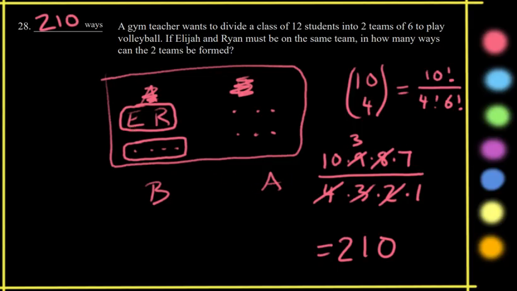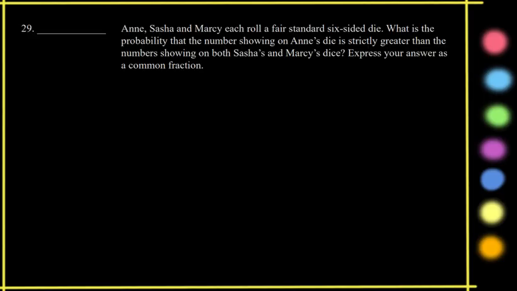All right, let's go on to problem 29. This one says, Anne, Sasha, and Marcy each roll a fair standard 6-sided die. What is the probability that the number showing on Anne's die is strictly greater than the numbers showing on both Sasha's and Marcy's dice? Express your answer as a common fraction. Okay, so this is a tricky one. I think this is a pretty tricky one.